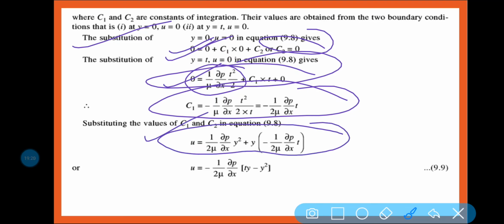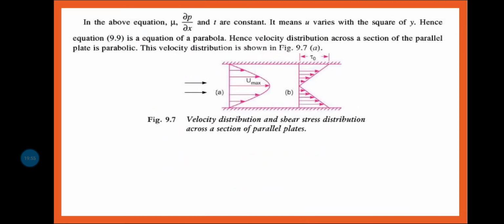2 mu del p by del x into y square plus y into minus 1 by 2 mu del p by del x into t. So u is equal to minus 1 by 2 mu del p by del x into (ty minus y square). Very important formula. Okay, one more very important formula we have got in case of parallel plate: u is equal to minus 1 by 2 mu del p by del x into (ty minus y square) is the formula.